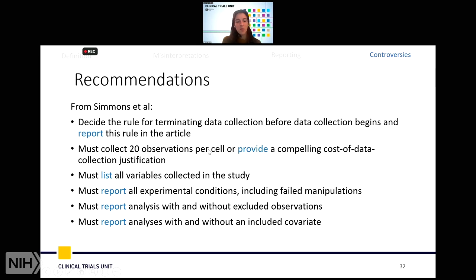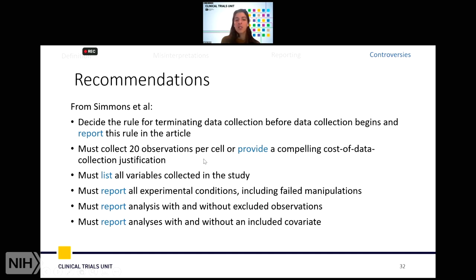Other sorts of recommendations have been proposed. From the Simmons paper that we just talked about, they make a couple of recommendations. A lot of this is open reporting. So just being open with, aside from what to do with the p-value, focus on everything that led up to that as a discussion point for how all of the things that went into the design of and collection of the data. So they say you should decide the rule for terminating data collection before it begins and report this rule in the article. They give this sort of threshold or guideline of 20 observations per cell.